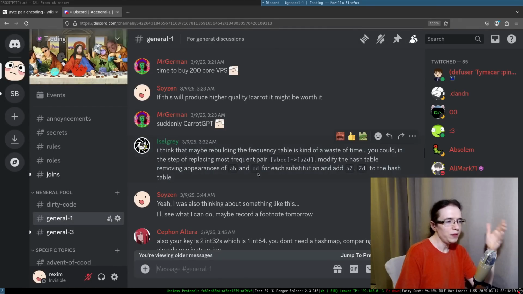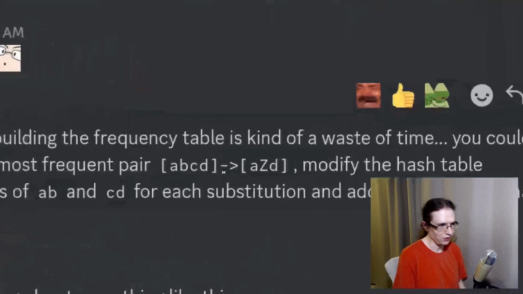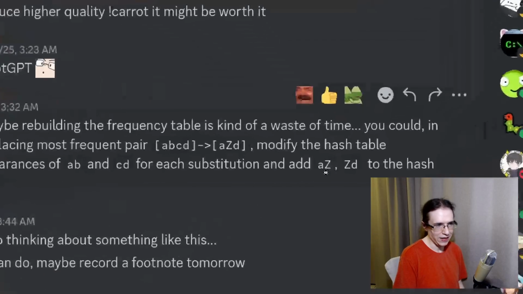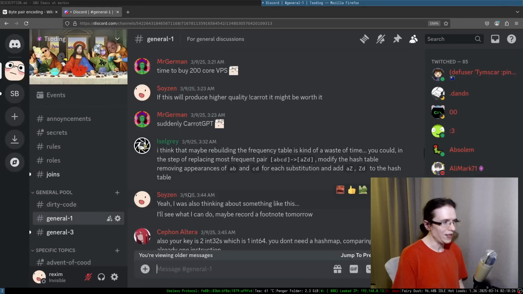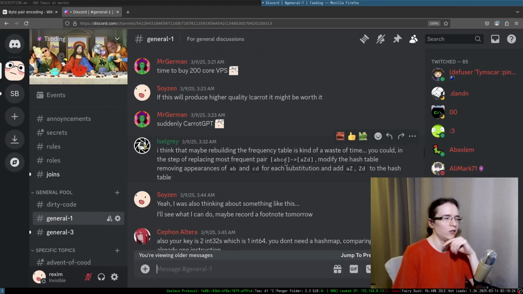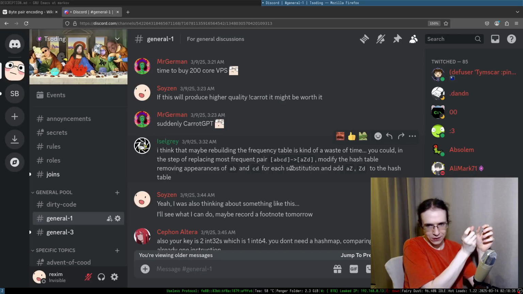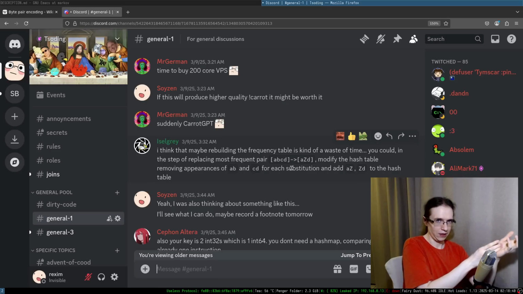I think that maybe rebuilding the frequency table is kind of a waste of time. You could, in a step of replacing the most frequent pair, for instance A, B, C, D to A, Z, modify the hash table, removing the appearance of A, B and C, D for each substitution and adding A, Z, Z, D to the hash table. So this is a pretty cool idea. Essentially you do not recompute the hash table over and over again. If you identified the pair that you want to replace, you basically update the table in place. That's what you do.